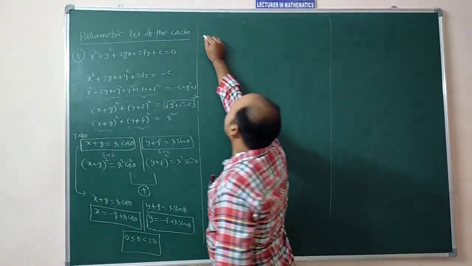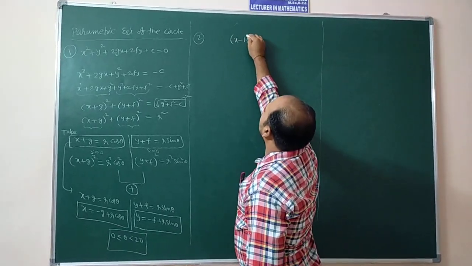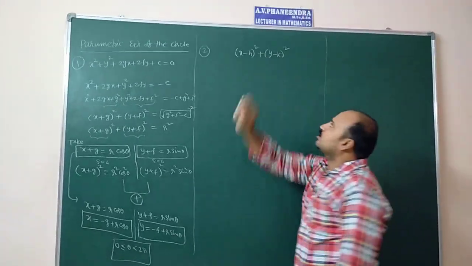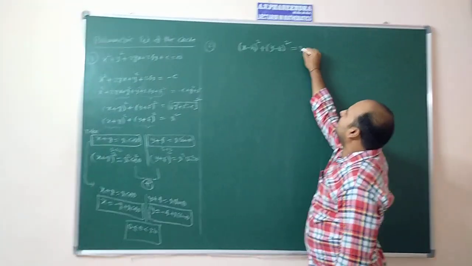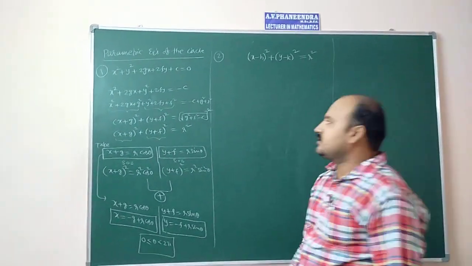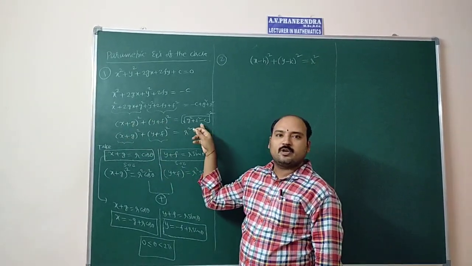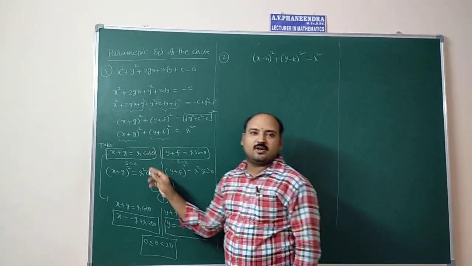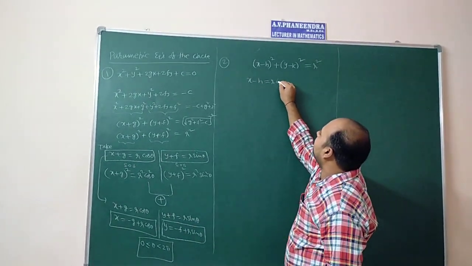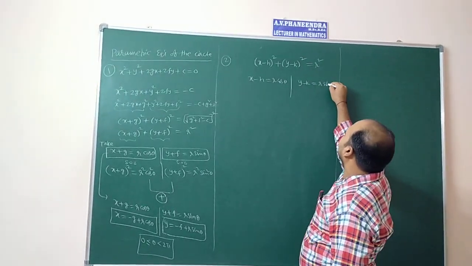Next model. Suppose the equation of circle with center h comma k and radius r is x minus h whole square plus y minus k whole square equal to r square. For this equation, what are the parametric equations? It is in this form only. So we assume x minus h is equal to r cos theta. From this, y minus k is equal to r sin theta.